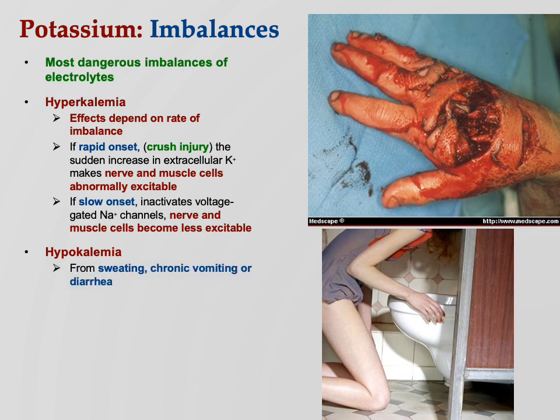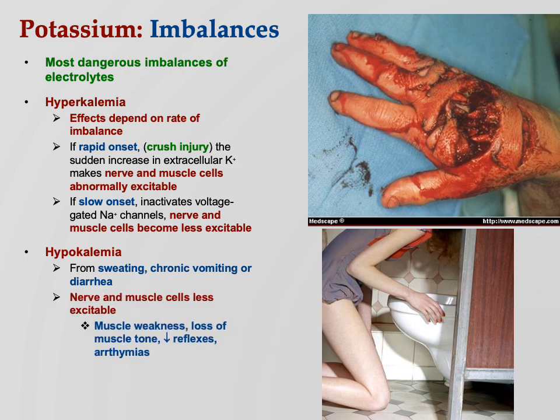Hypokalemia: sweating, chronic vomiting, diarrhea. A lot of the bulimics end up with hypokalemia. Nerve and muscles are less excitable: muscle weakness, loss of muscle tone, depressed reflexes, arrhythmias. So these people are going to be not very active, all right? They're going to be struggling.